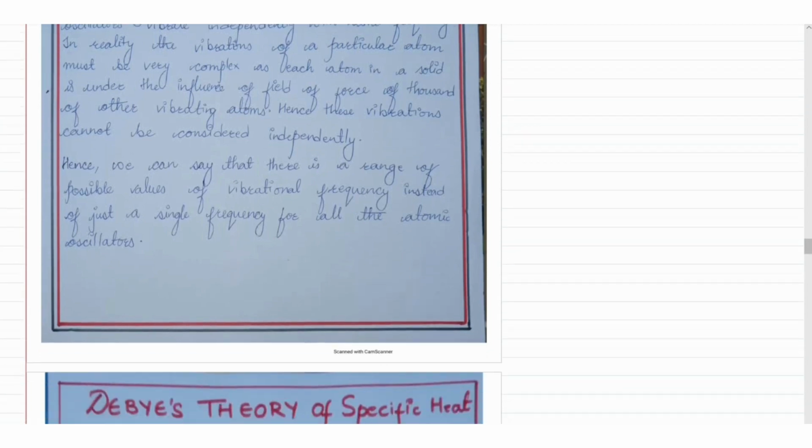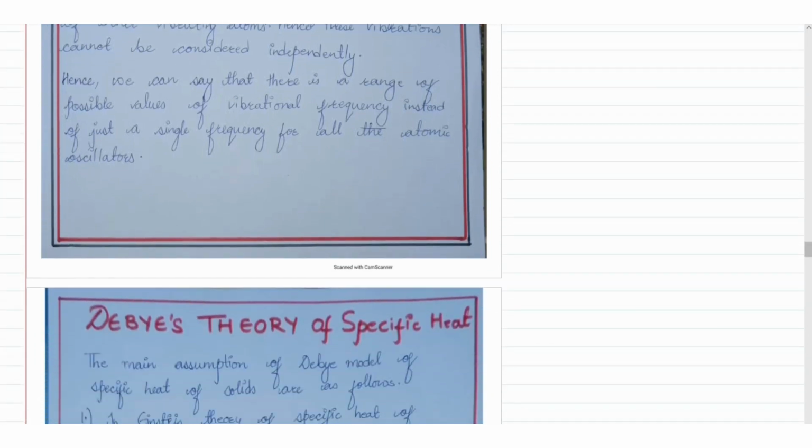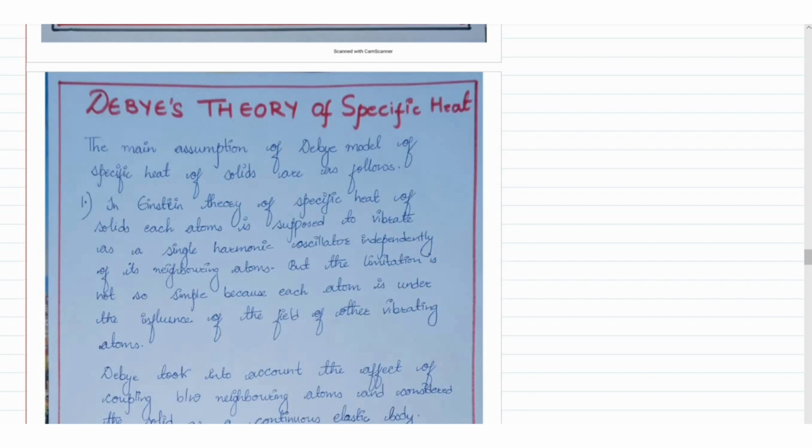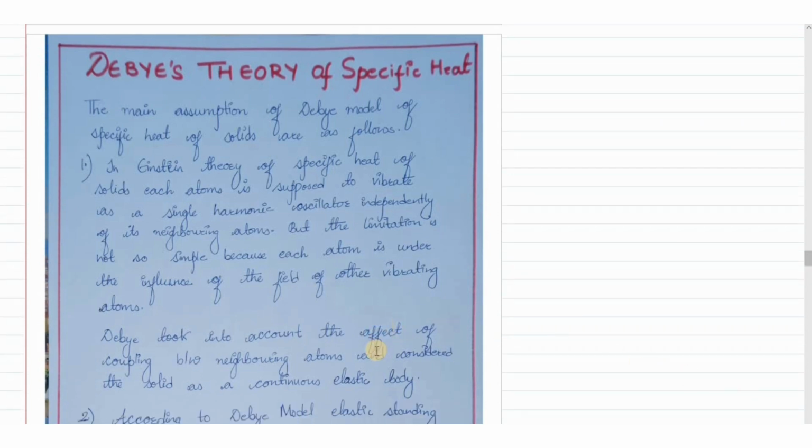After the Einstein theory, Debye's theory came forward. So now let us see Debye's theory of specific heat. The main assumptions of the Debye model of specific heat of solids are as follows. In Einstein theory of specific heat of solids, each atom is supposed to vibrate as a single harmonic oscillator independently of its neighboring atoms. We already saw that Einstein assumed that all atoms vibrate independently. But the situation is not so simple, because each atom is under the influence of the field of other vibrating atoms. Debye took into account the effect of coupling between neighboring atoms and considered the body as a continuous elastic body.